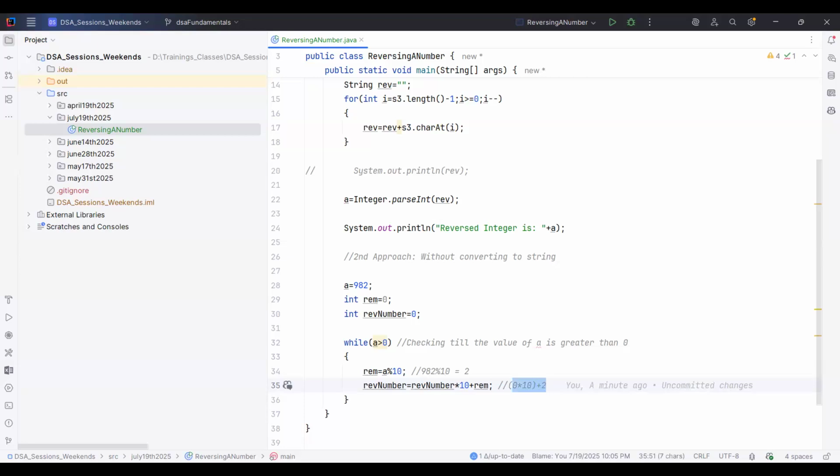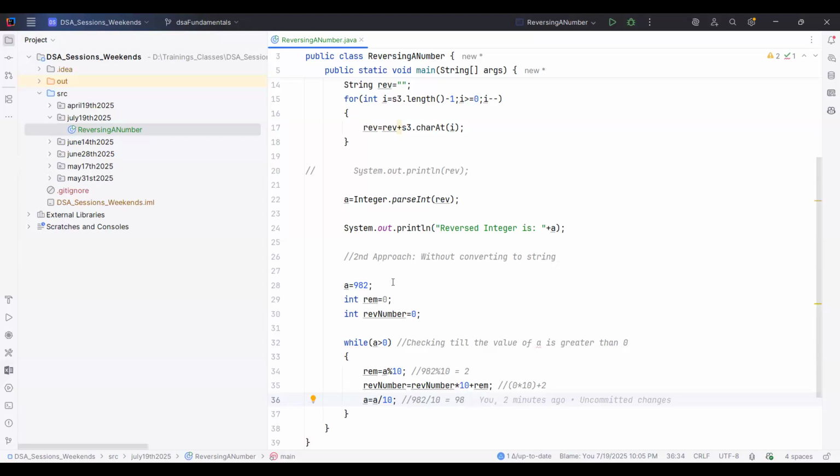What is the value that needs to be present at the start? We are determining that. When I say 0 into 10, we are trying to place our values in the tens digit, hundreds digit, units digit, thousands digit, based on the number that we are passing. Then I have to divide the number by 10. What is 982 by 10? That is equal to 98.